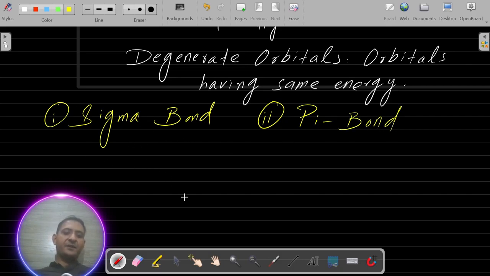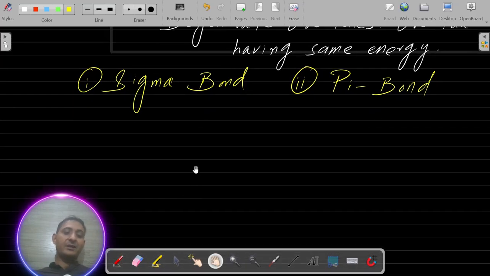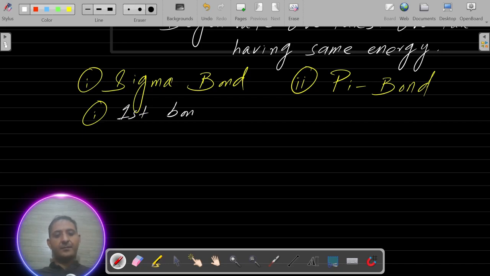So sigma bond. Whenever you are making any covalent bond, and keep in your mind, we are not talking about any ionic bonding, these are further sequels of covalent bonding only. Number 1 point for sigma bond: whenever you are making any covalent bond, your first bond will always be a sigma bond.